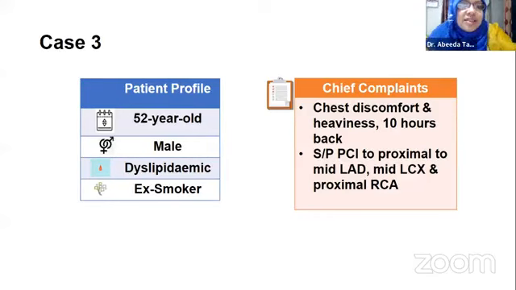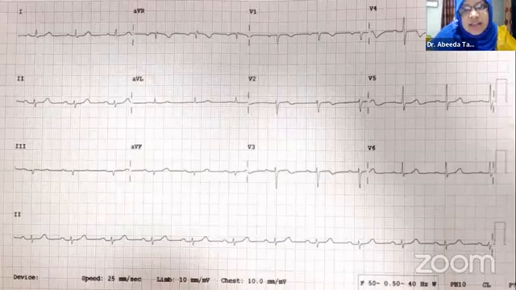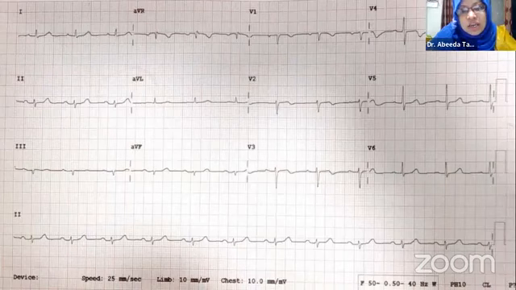So my third case is a 52-year-old male, dyslipidemic, ex-smoker, who presented with chest discomfort and heaviness 10 hours back. He previously had PCI to proximal to mid LAD, mid LCX and proximal RCA about 6 years back. He mentioned a sudden severe chest pain, which apparently subsided after taking GTN, then recurred. So he visited us in the emergency department.